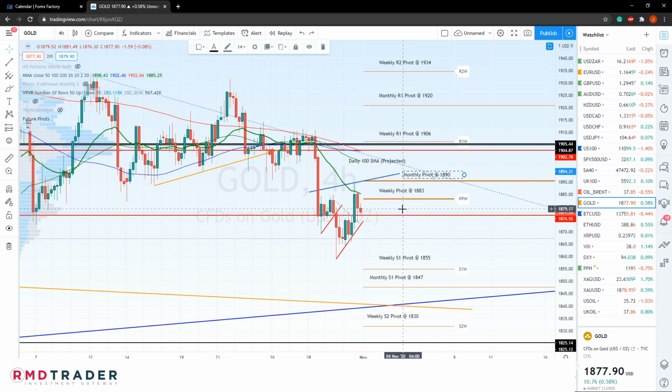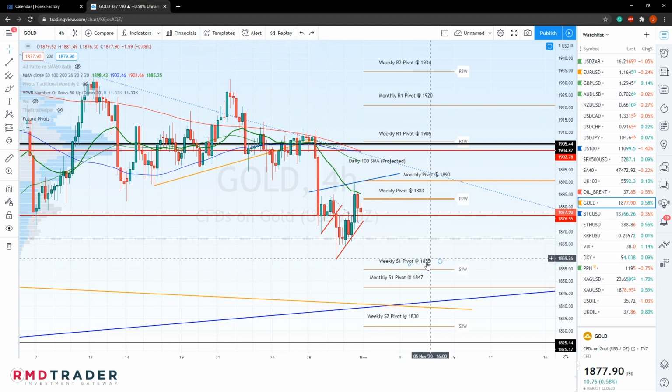should we look for more bullish targets. However, if price were to reject from this area and start making new lows, it's possible that we will see areas of support being tested at either 1,855, which is the weekly S1 pivot, or the monthly S1 pivot at 1,847. That is also just above major diagonal support.